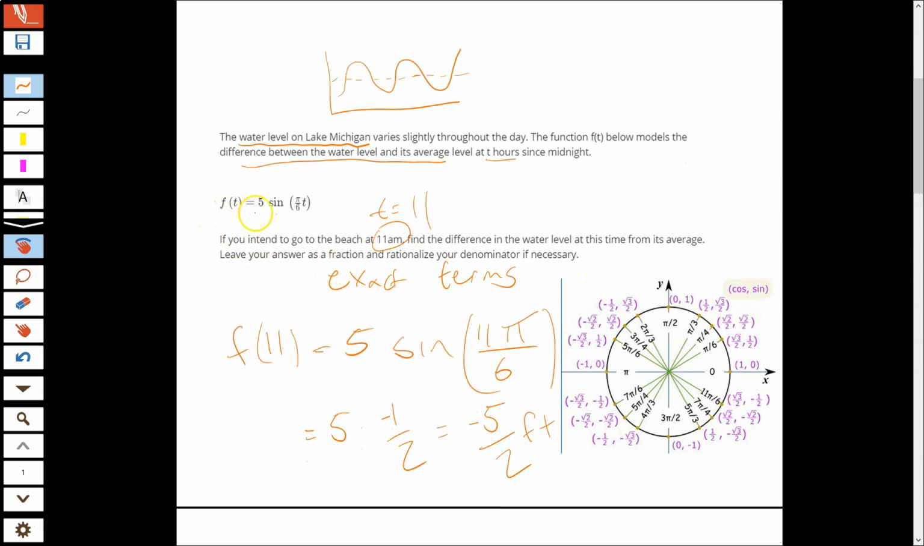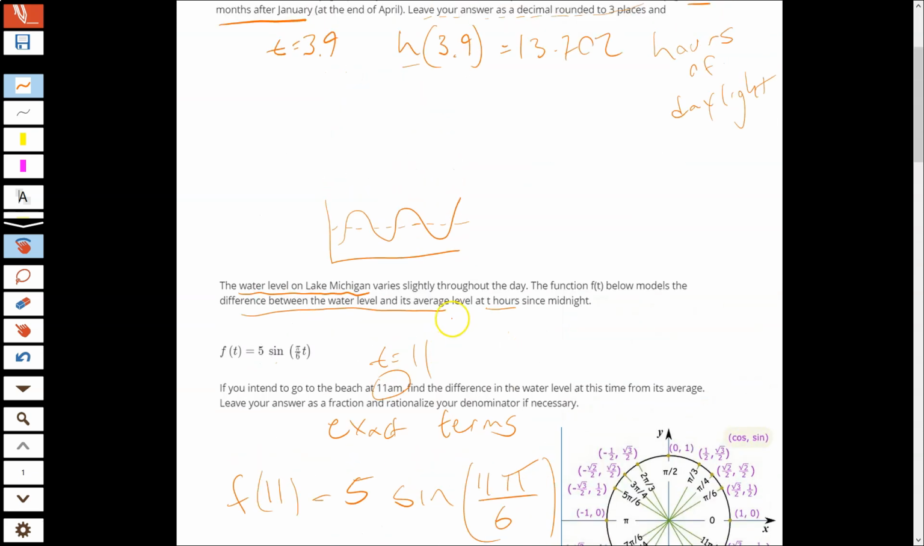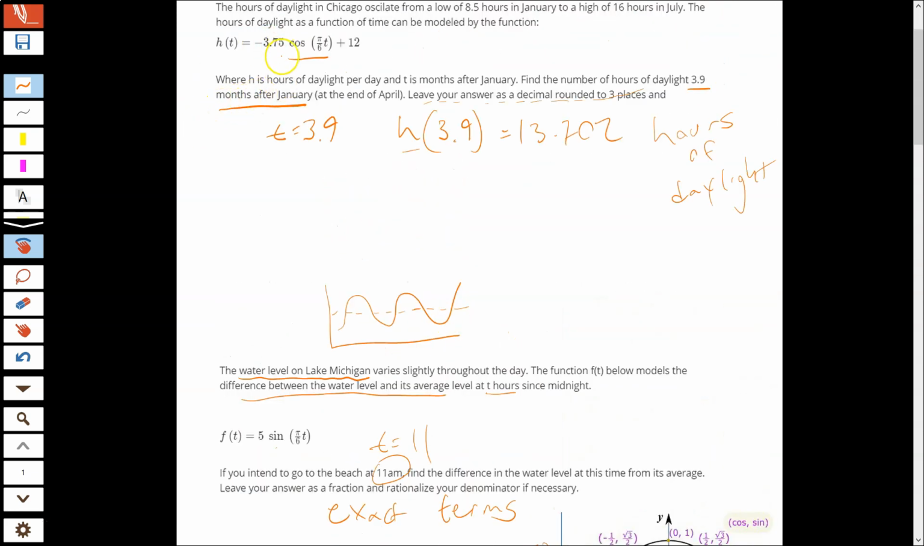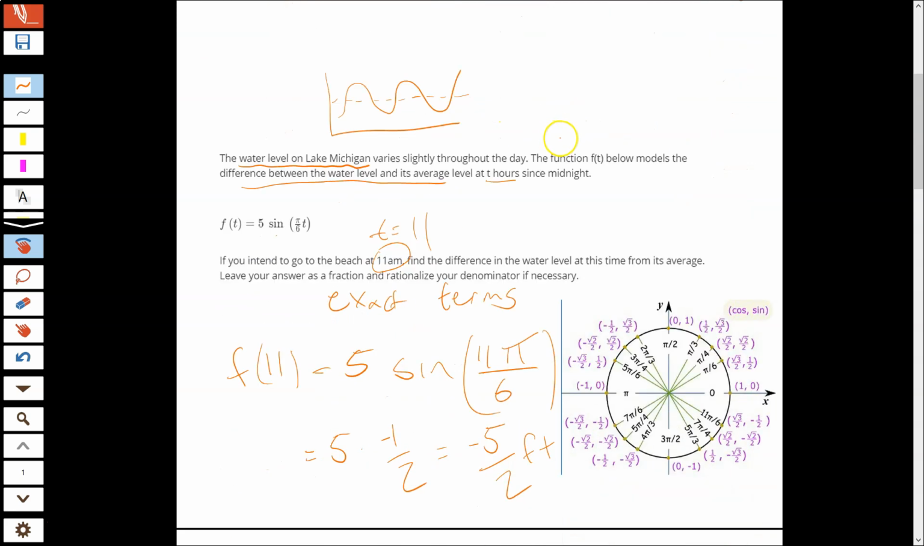Okay, so notice we did this one a little bit differently than the last one. So this one we found an exact value off the unit circle, and that's because they did not say to leave your answer as a decimal like we did in the previous one up here. So nothing like that. We'll say instead the exact value off the unit circle because it's more precise.